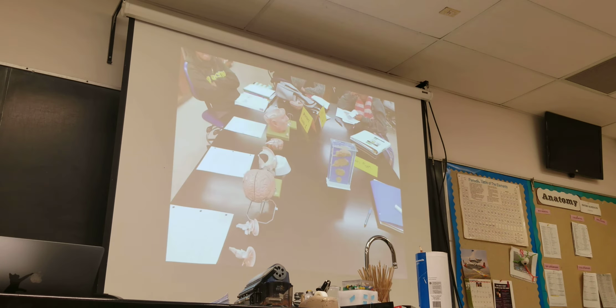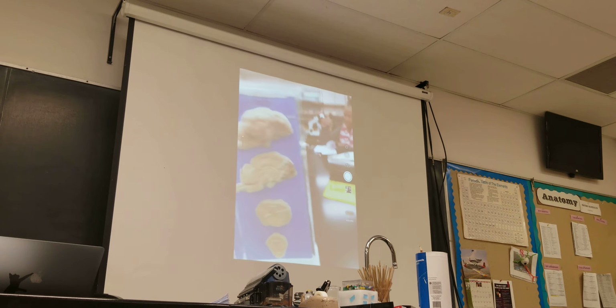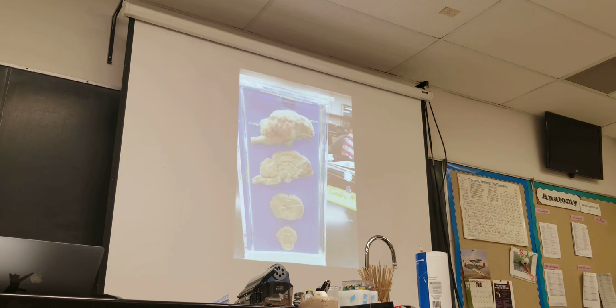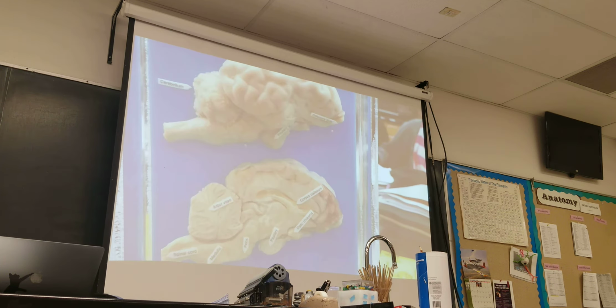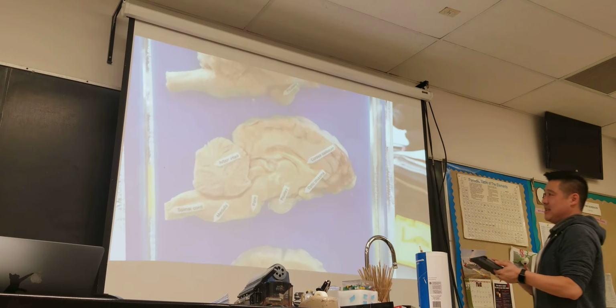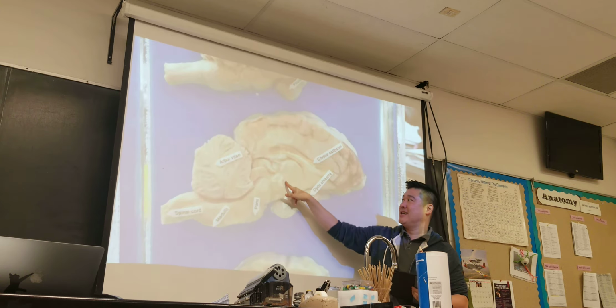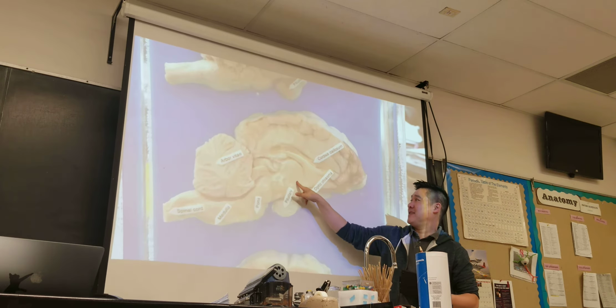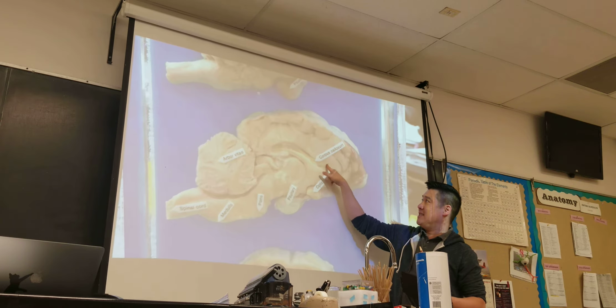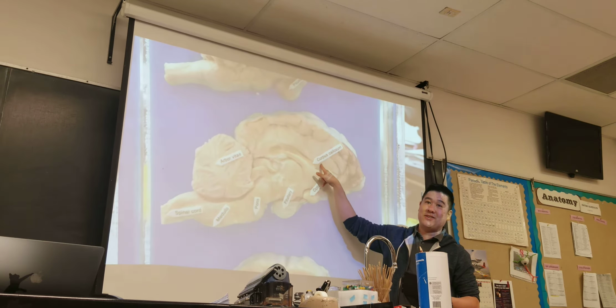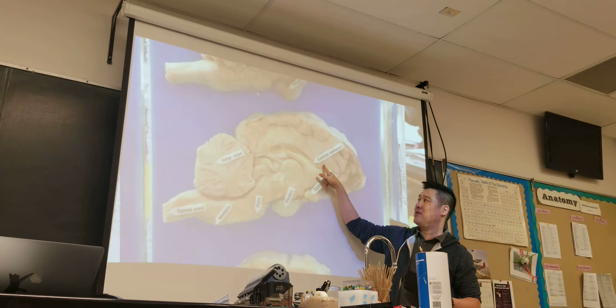There we go. Okay. Brain and everything. Okay, here's a sheet of brain. So definitely got a nice section. Alright, what's this lump? Thalamus. Okay. And then what's this space? That's a ventricle, but which type? Third ventricle? Lateral ventricle.